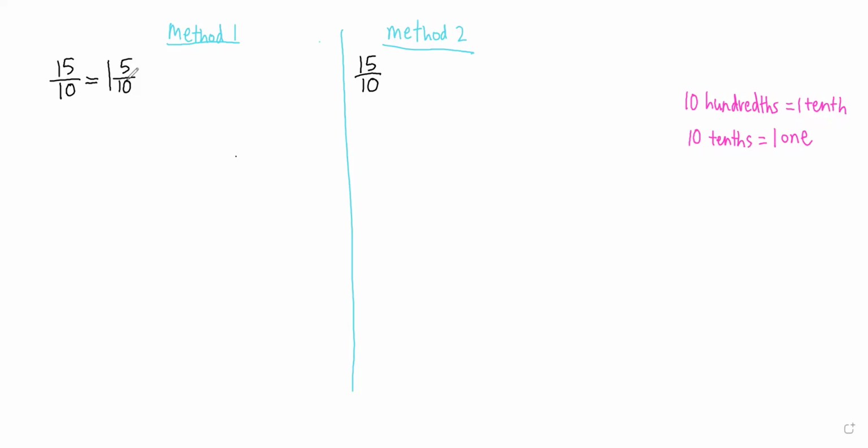Okay, so now I have the mixed number 1 whole and 5/10. This means that I have 1 one and 5/10.